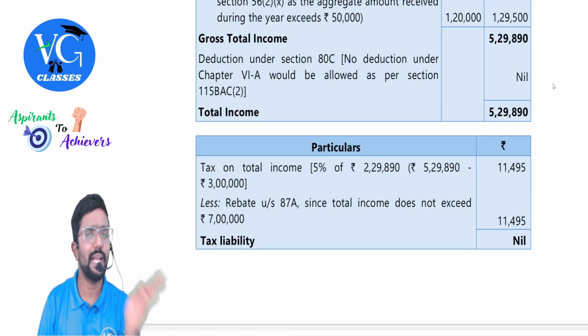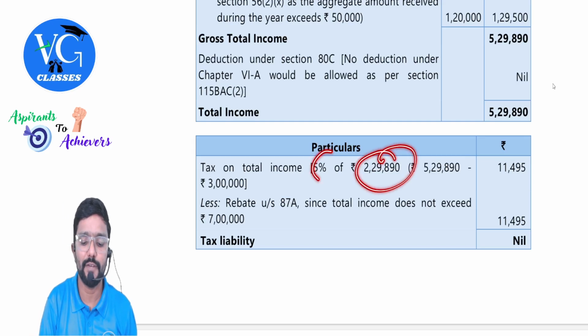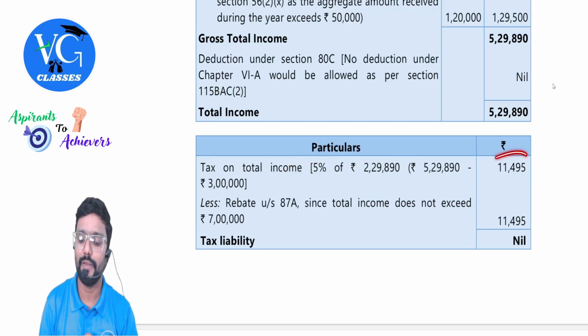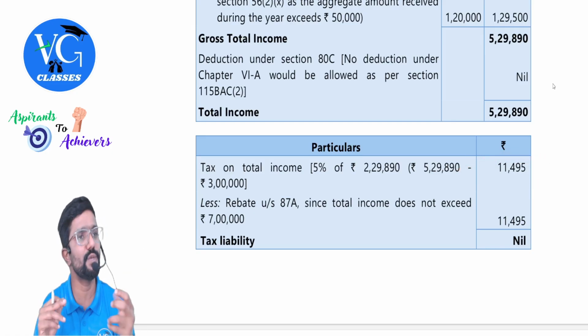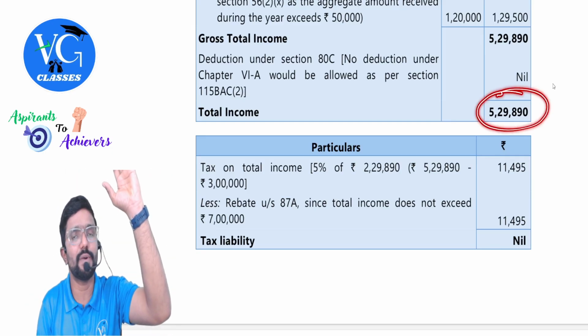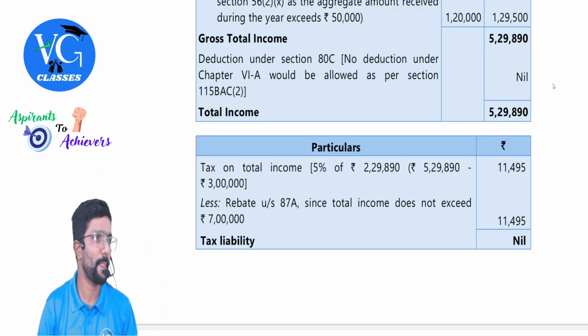Stop it there. 3 lakh to 5,29,890. What is the difference? 2,29,890, on that 5%, which comes to 11,495. Hope you're understanding that. They have not shown that step, but better you show: up to 3 lakh nil, 3 lakh to 5,29,890, the difference is 2,29,890 into 5%. Clear? Yes. Is rebate available?